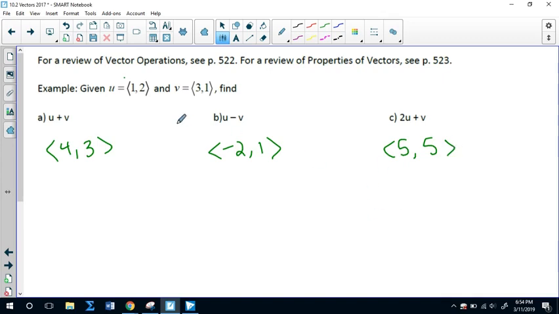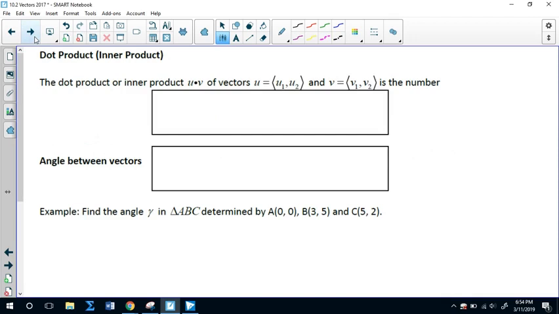Okay, last thing I believe here. So now I'm going to remind you what dot product is and then what we use dot product for. So the dot product is when you're multiplying two vectors together.